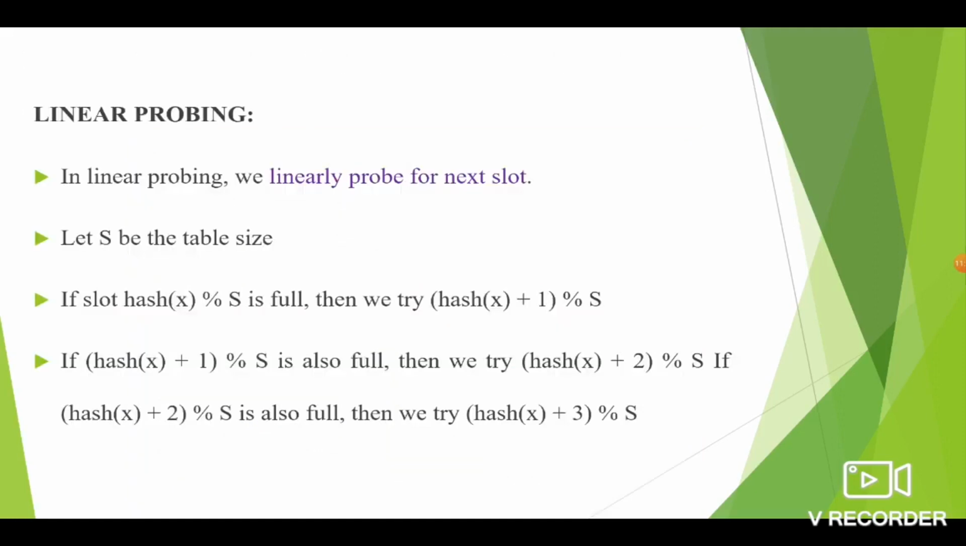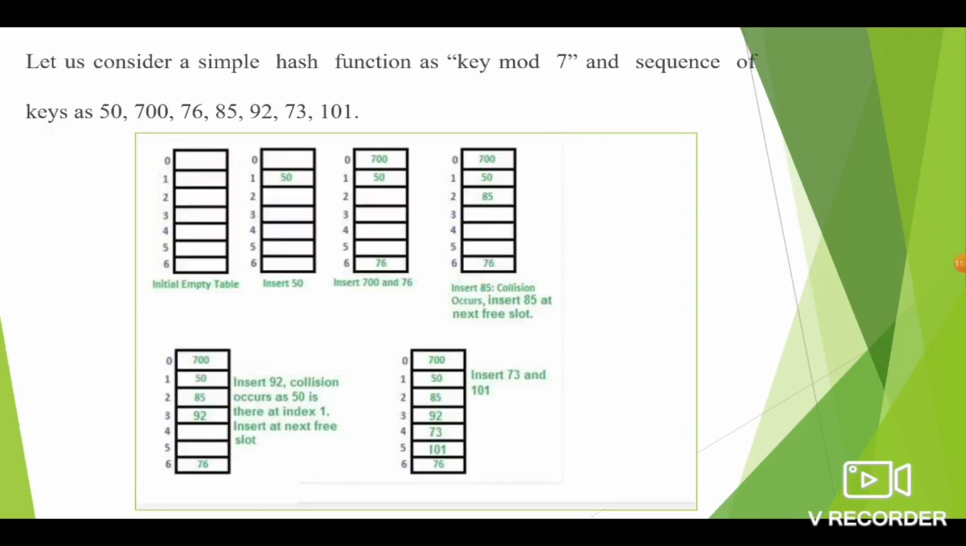So how are we solving this with the help of linear probing? If the slot is full, you have to move to the next location. So that's why I am searching for the next available free slot. Since 2 is a free slot, you can use that location to store 85.